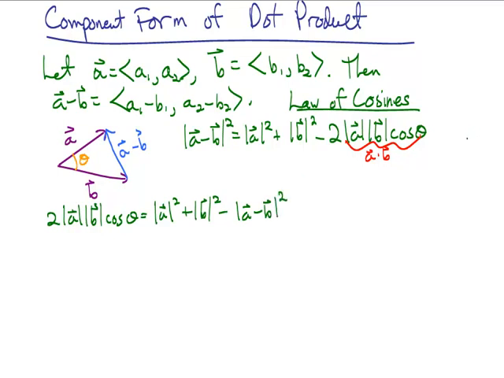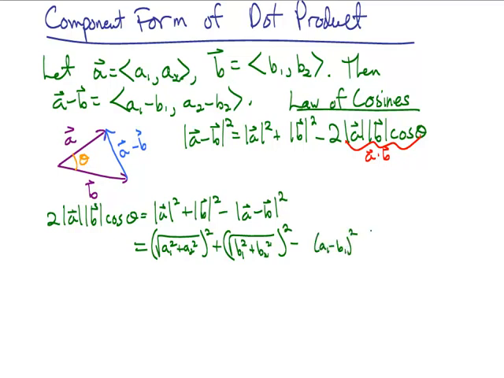Now what's that equal to? Well, the magnitude of A, if A is given by A1 and A2, that's the square root of A1 squared plus A2 squared, and we're squaring that quantity, plus, let's see, the magnitude of B is the square root of B1 squared plus B2 squared, but we're squaring that. Now, what's the magnitude of A minus B? Well, we have the components right here, so we square those. A1 minus B1 squared plus A2 minus B2 squared. Take the square root.